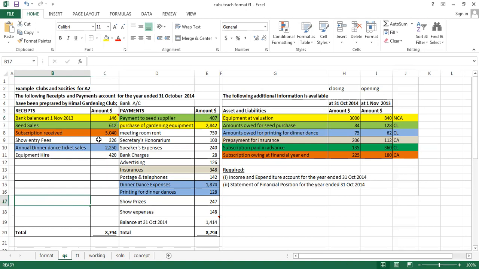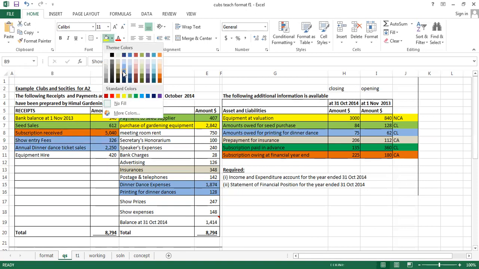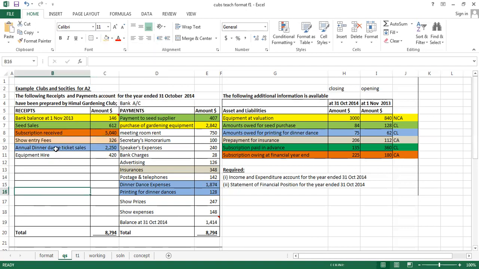Next one, we have show entry fees. See, the colored sections are already gone, so I'm not focusing on that. Show entry fees 326. Now this is a receipt, so you should show it in the income section. But before you do that, check if there are any expenses related to the show. Like here, see, this is show entry fees. I'm going to color this differently. Okay, this one, pink. So entry fees, and if you see on the expense side, you can see show price and then show expenses, related items.